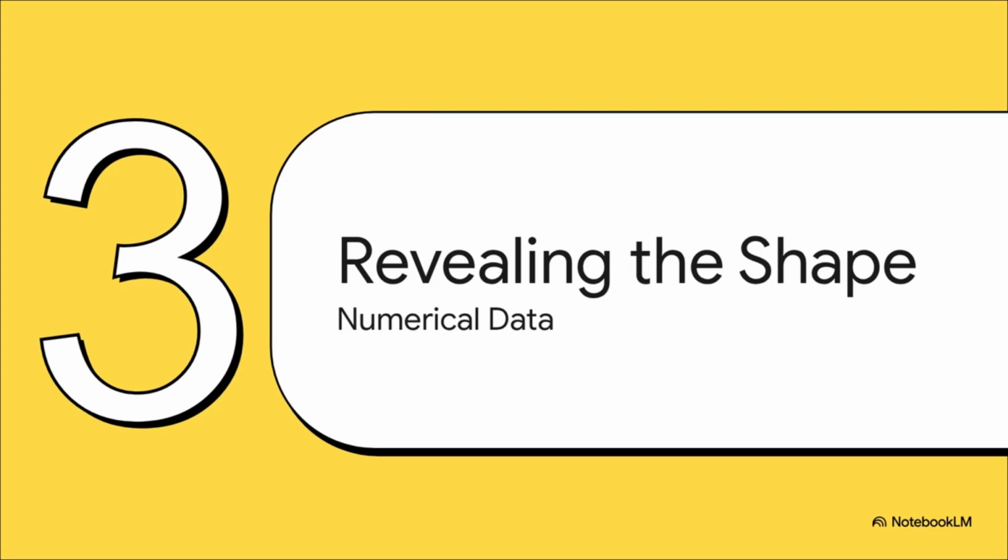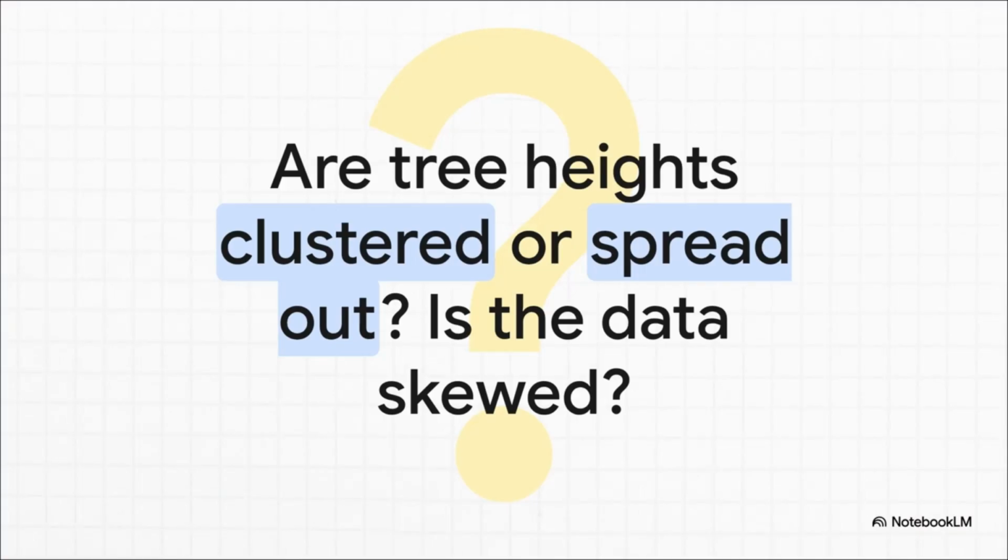So far, we've been dealing with neat little categories. But what about when we're working with numerical data? Like measurements. This brings us to our third challenge, understanding the distribution, or what we call the shape of our data. So let's say we have the heights of hundreds of trees in a forest. Are most of them kind of the same height, clustered around an average? Or are the heights all over the place? Is the data symmetrical? Or are there a whole bunch of really tall or really short trees making it lopsided?